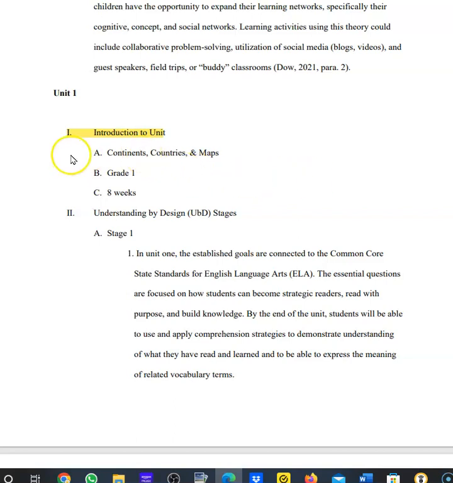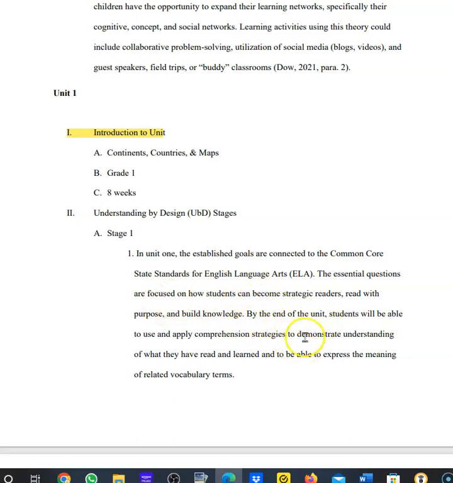All right, so that's all we put in the introduction. No text, just no explanation. The second one is when we begin to use the UBD, Understanding by Design, stages. Stage 1. In Unit 1, the established goals are connected to the Common Core state standards. The essential questions are focused on, etc., etc. She writes down what these are.